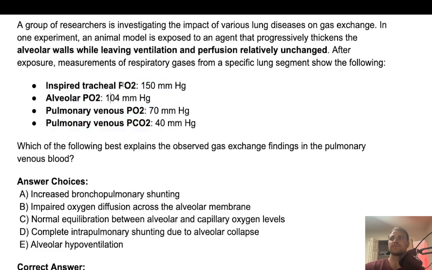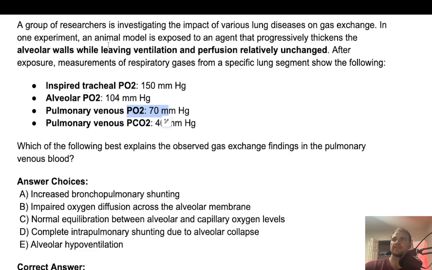So basically we've got some 150 for PO2, that's the breathed in air. Alveolar is 104. In pulmonary fibrosis, pulmonary venous PO2 is 70, that's a little bit low. And then pulmonary venous PCO2 is 40, that's about normal. So which explains these gas findings? Why is this O2 low?